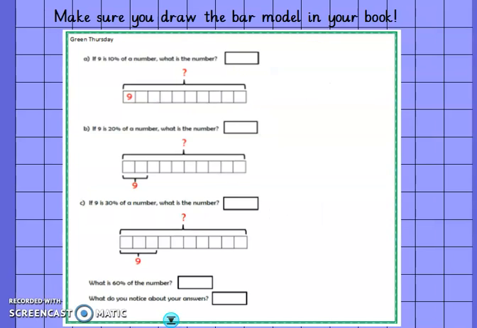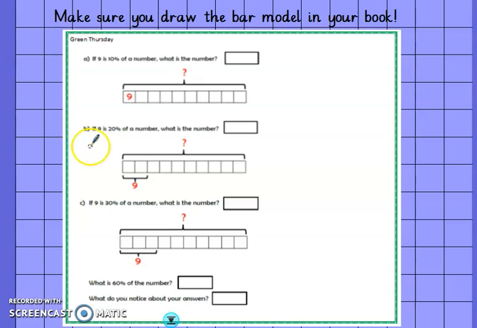So I'd just like you to look at the green task carefully now, because you'll all be able to do this. It says, if 9 is 10% of a number, what is the number? So imagine 9 is in one of these, which means 9 must be in all of them because it's been split equally into 10. So I would expect you to do 9 times 10 to work that out.